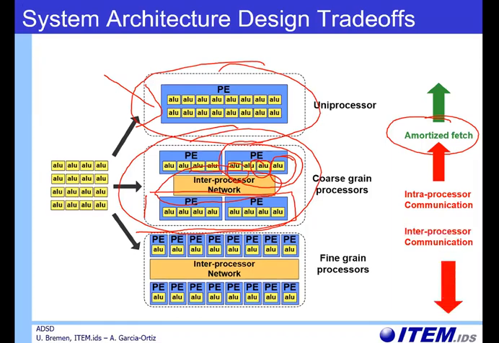As said, if we analyze this trade-off, when you move in this direction, the good thing is that you have to read only one instruction, which consumes energy, but with this instruction you can feed all your processors. And if you move in this direction, the key point is that you have a lot of interconnections between your processors, and because of that you are wasting some energy.